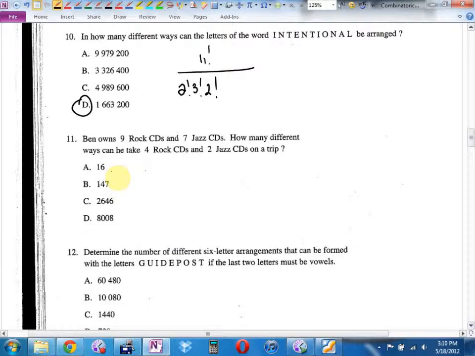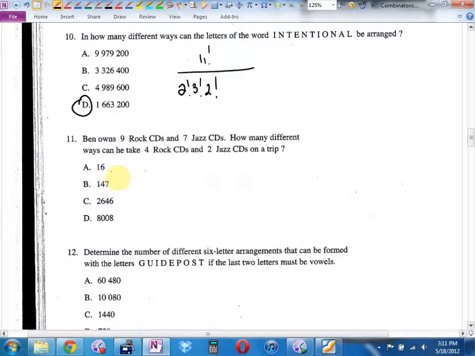Number 11. Ben owns 9 rock CDs and 7 jazz CDs. And how many ways can he take 4 rock CDs and 2 jazz CDs on a trip? Does it suggest that there's an order here, or is it just asking whether he takes them on the trip or they're not on the trip?